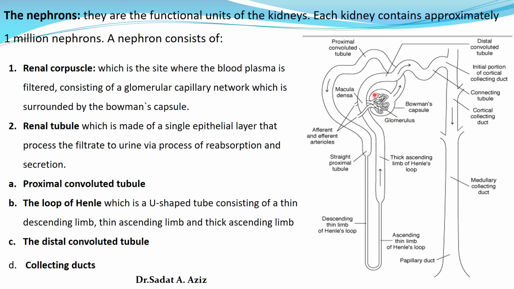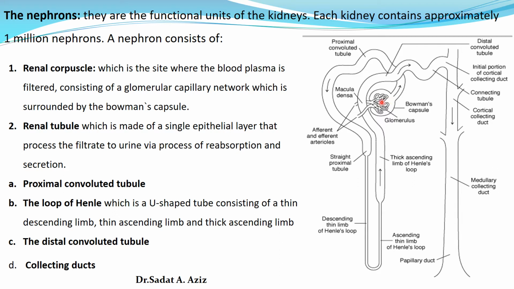The first one is called the renal corpuscle, which is the site where the blood plasma is filtered. So we have a network of capillary within the renal capsule. The process of plasma or blood filtration happens in this part of the kidney.